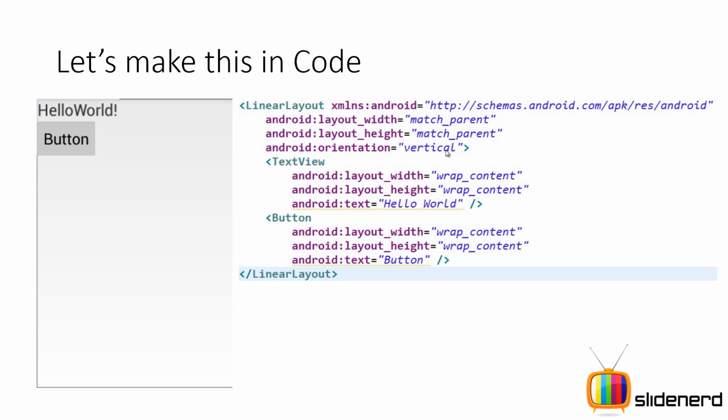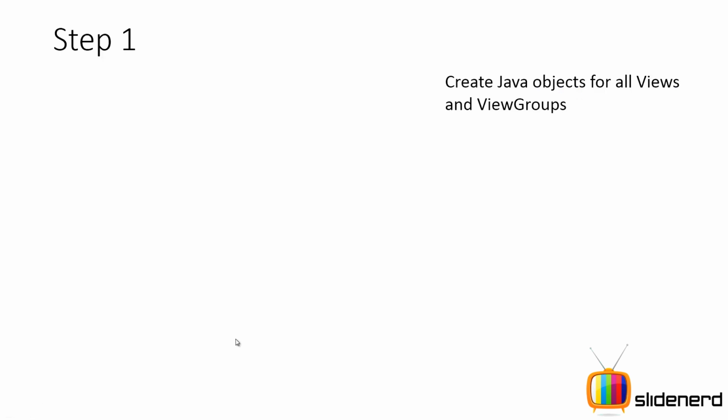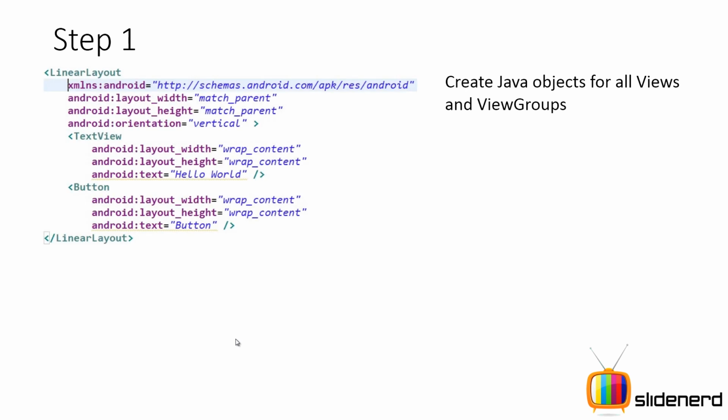So let's actually find out what are the different steps involved in converting this XML based user interface structure into a Java based description. Alright, okay, so we can build a linear layout in Java in 3 steps. The first step is to create the Java objects for all views and view groups. Now if you guys remember, view groups are nothing but your layouts, and views are nothing but things like text view, button, edit text, and so on, right? So we want to create Java objects of each of these.